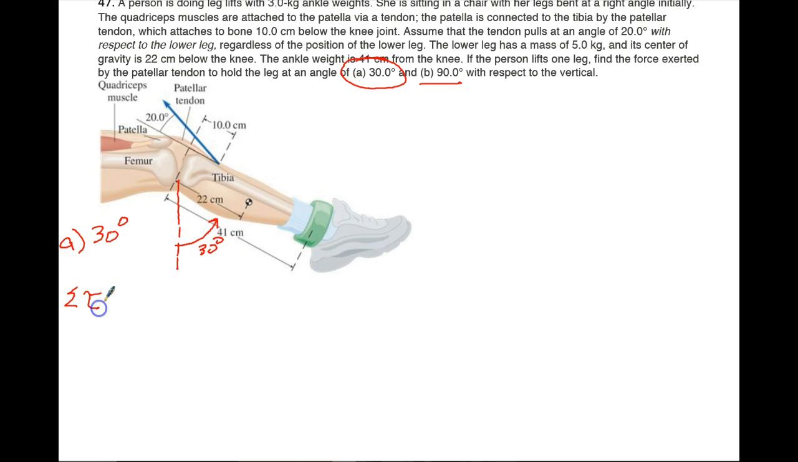So the sum of the torques here should be equal to 0. And so we've got several things here that we have to worry about. We know that this patellar tendon is rotating the leg in this direction.